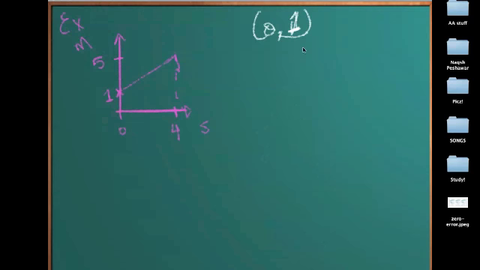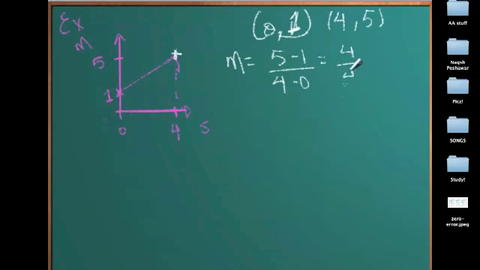This is a 0 and a 1. This point here is 4 on the x-axis and a 5 on the y-axis. So it's basically 4, 5. So now if you take the gradient, which is y2 minus y1, 5 minus 1, divided by x2 minus x1, 4 minus 0. This will give you 4 over 4, which again is 1.